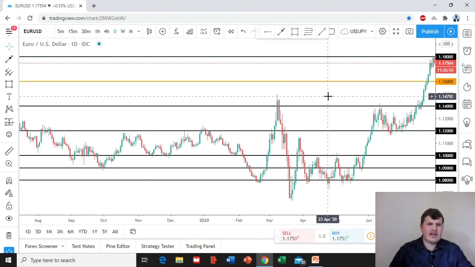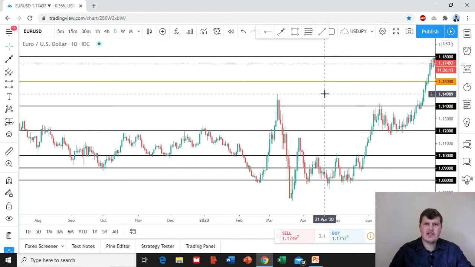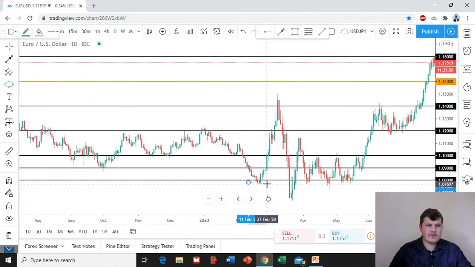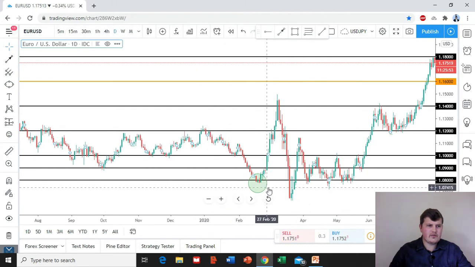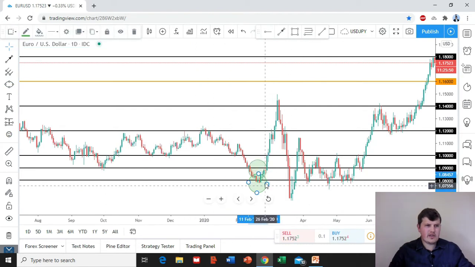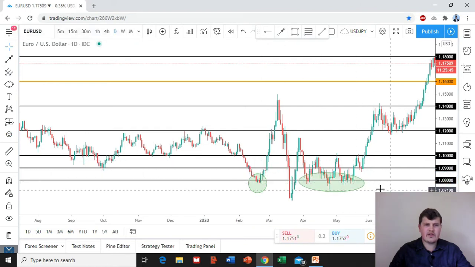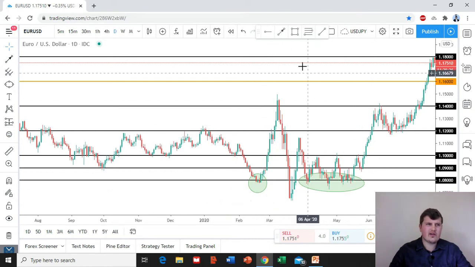Alright, I've added some of the key psychological levels in the EUR/USD chart, and let's start at the bottom. At the 1.08, you can see how the market recently tested these levels over here, and if we can just copy and paste that, you can see all along the psychological level of 1.08 the market tested and reacted to this psychological level.